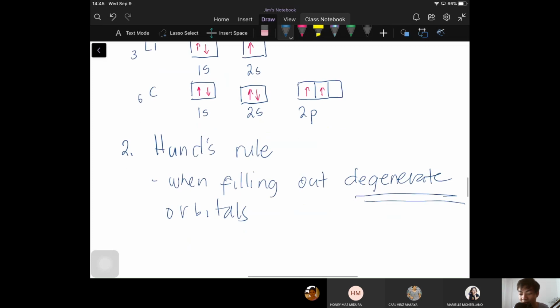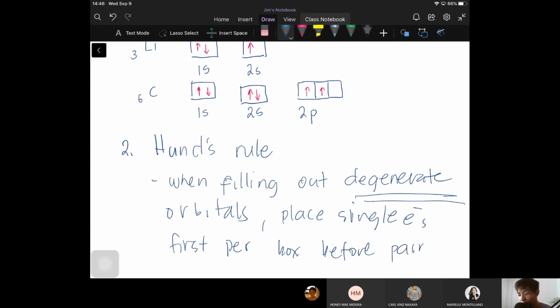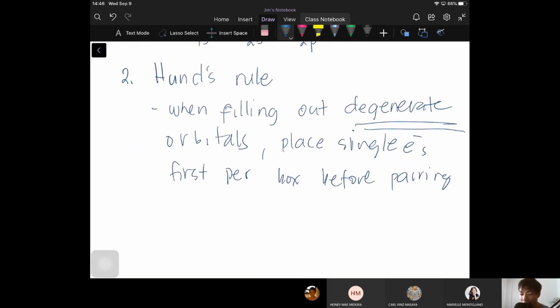So, sabi niya, when filling out the degenerate orbitals, maglagay ka daw muna ng electrons isa-isa. Place single electrons first per box, before pairing. Maglagay ka muna ng electrons isa-isa, kada box, before you start pairing. So, up muna bago mag-pair ng pababa. So, let's try that with fluorine.